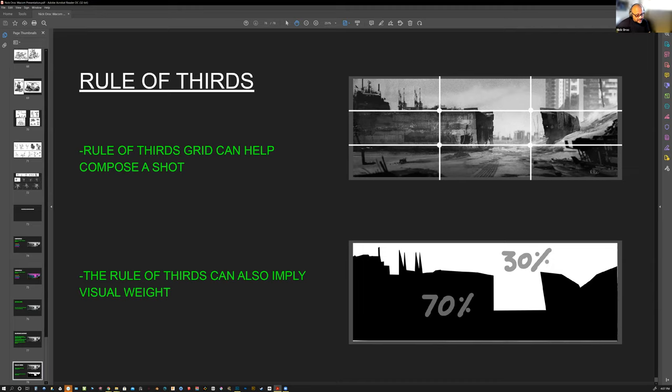It's not to say that 70% is more important. It's just the way I composed it. I decided that 70% is going to be the important part. Sometimes it could be 30%. It all depends on your composition. So it's up to you as the artist to decide and direct the viewer with what is the most important thing within a scene.